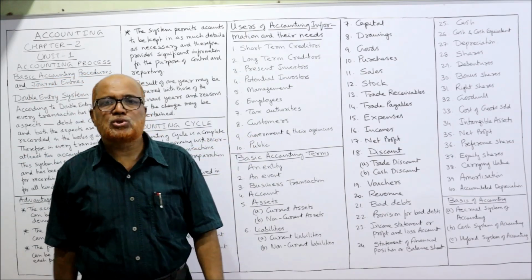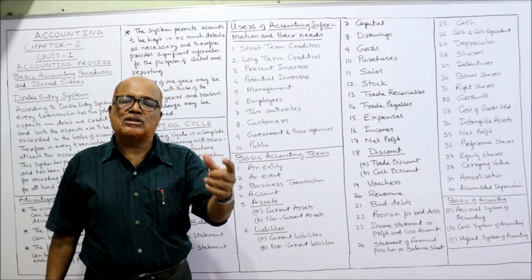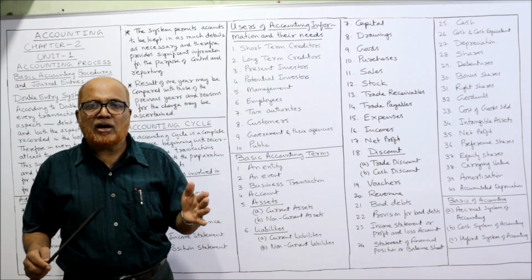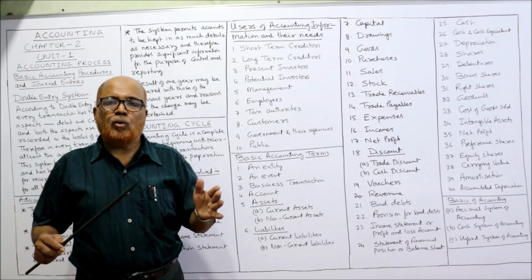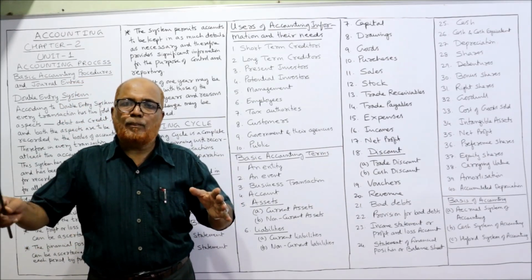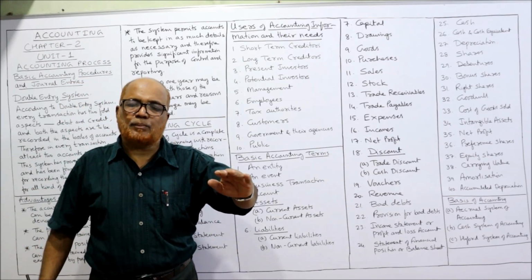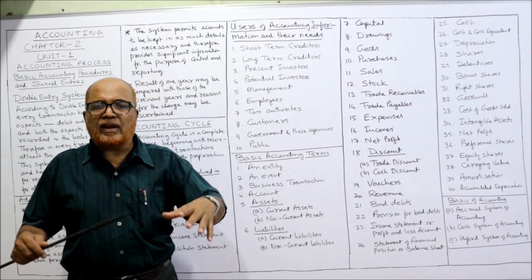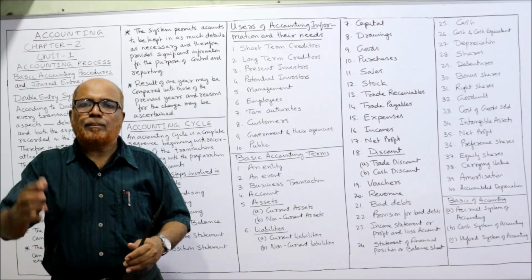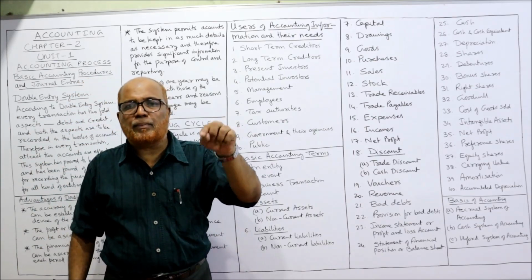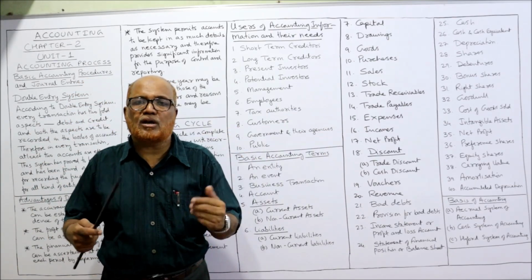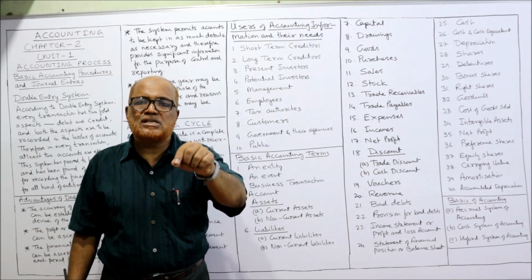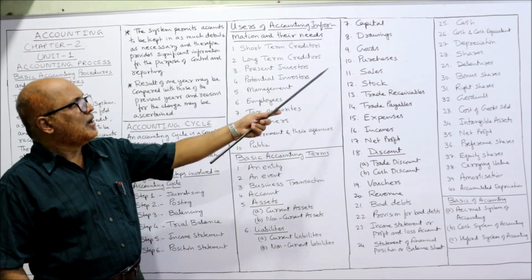Next comes goods. Goods are the articles or things in which the business deals. Example, in a cloth business, the business will purchase the cloth for the purpose of selling the cloth. The cloth is called goods. In furniture business, they are purchasing the furniture for the purpose of sale. The furniture are goods. So any article or thing in which the business deals, that is called goods.